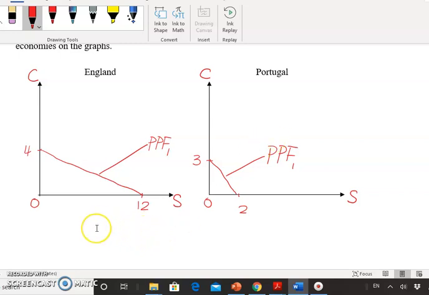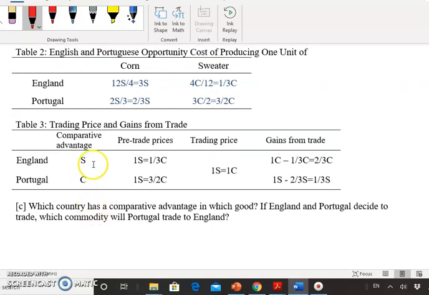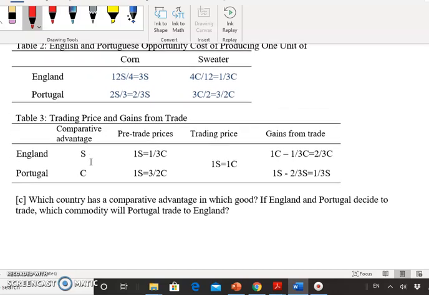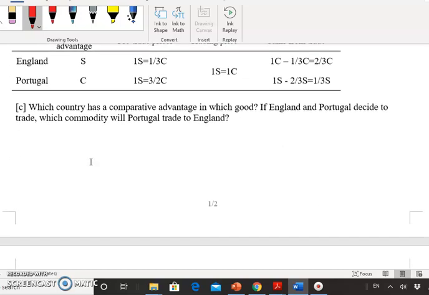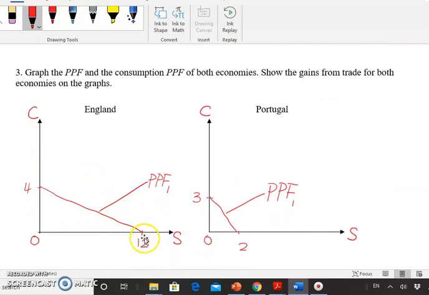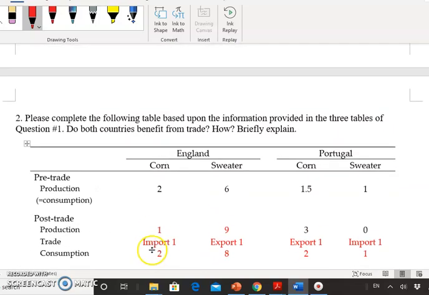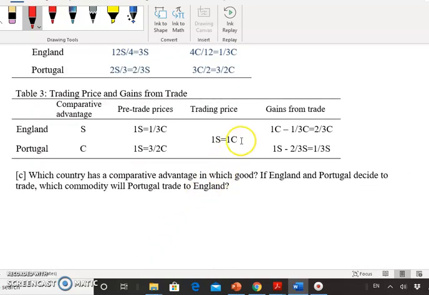All right, what happens after trade? Again, we still focus on the extreme situation. If you go back to table 3, we said England has a comparative advantage in sweater production, so it should produce more sweaters. Now, suppose England spends all its labor on sweater production. As we said, it can produce 12 sweaters. That's this corner solution. When both countries are trading with each other, they would find that in England, with 12 sweaters, they can actually exchange for 12 corn.